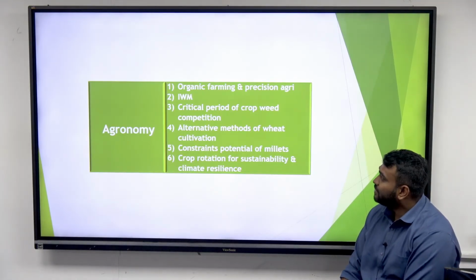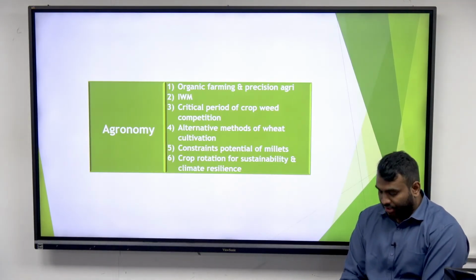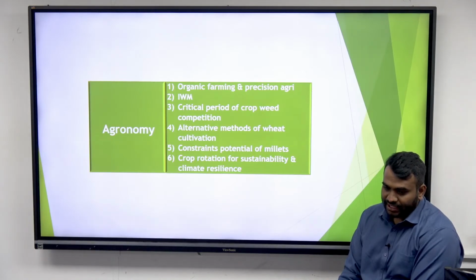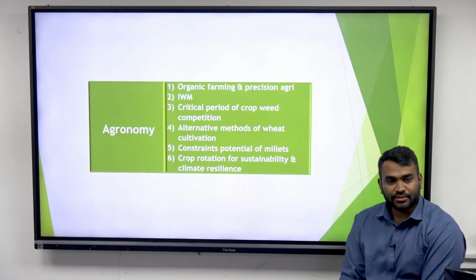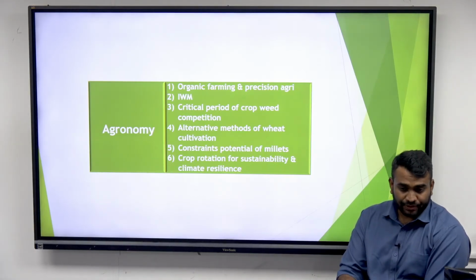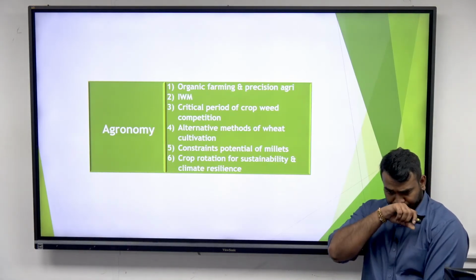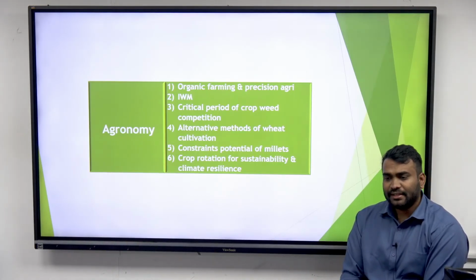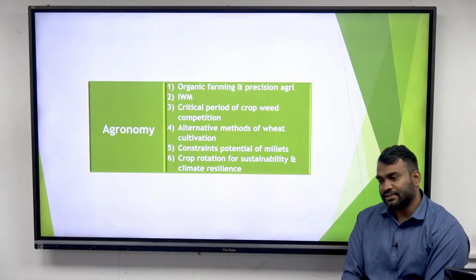So it is weed management, the critical period of crop-weed competition, and alternative methods of wheat cultivation. See, the focus before was on rice, alternative methods of rice cultivation. For example, last year and before that, DSR and aerobic rice were asked. Now, there is a trend that UPSC is taking a few questions from research articles.